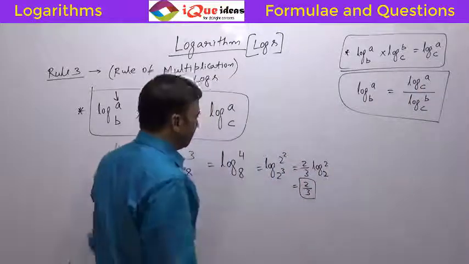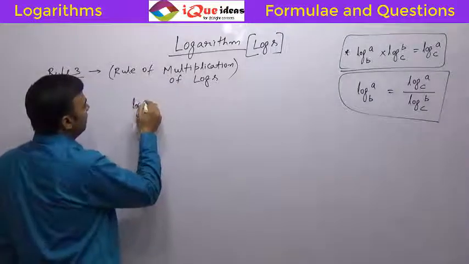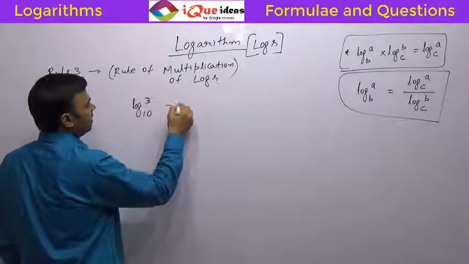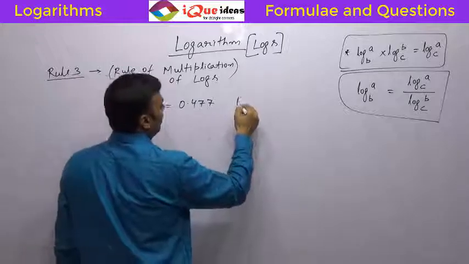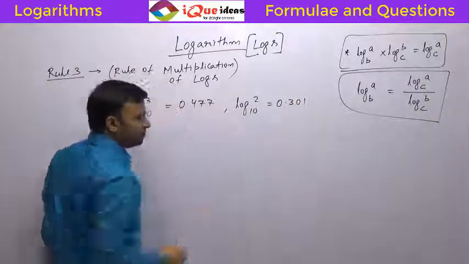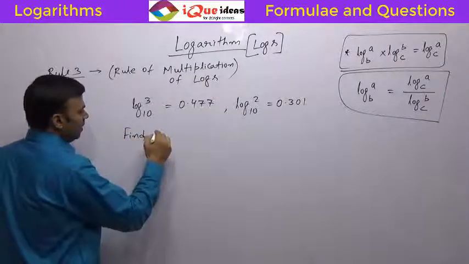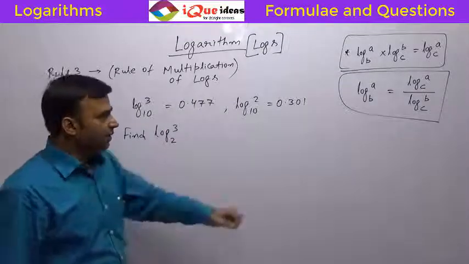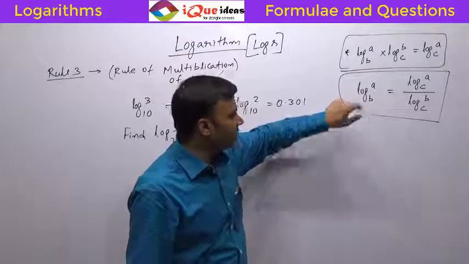Say, for example, there is a question like this: log 3 to the base 10 is 0.477 and log 2 to the base 10 is 0.301. Find the value of log 3 to the base 2. How do we do it? We will follow the second rule. So here in place of a we have 3, in place of b we have 2.